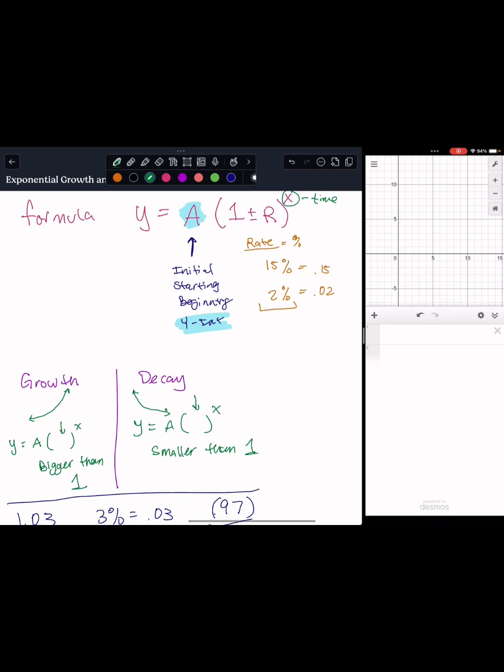That's the thing that changes. So it's not going to always be time. You might see floors. You might talk about months, all that kind of stuff. So that is what changes.